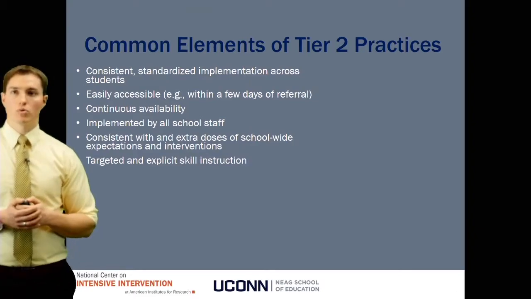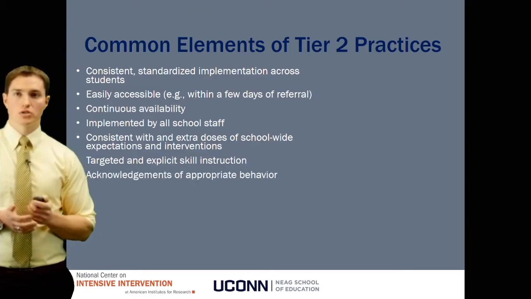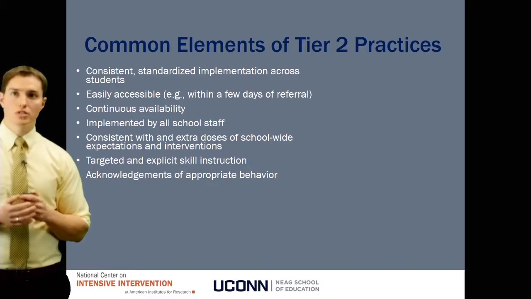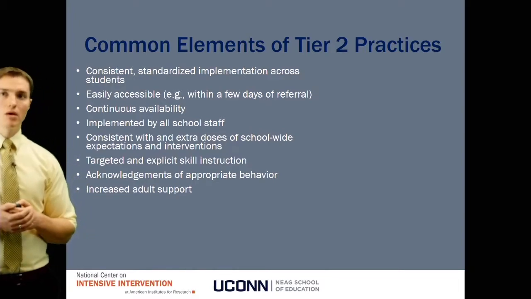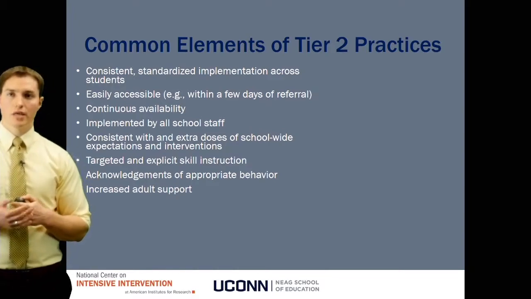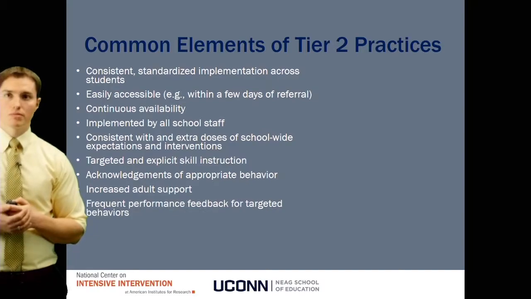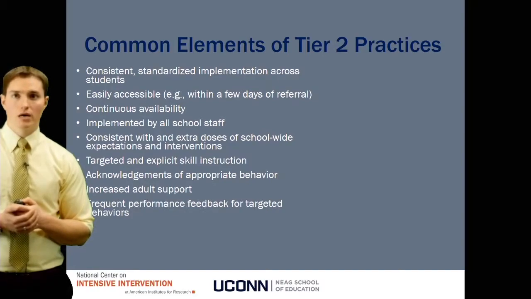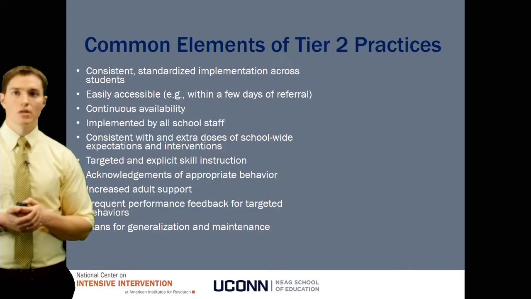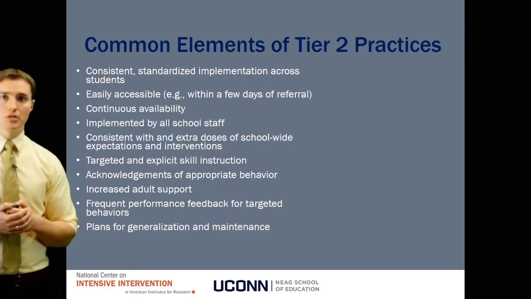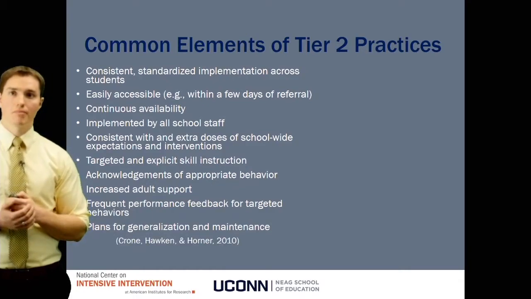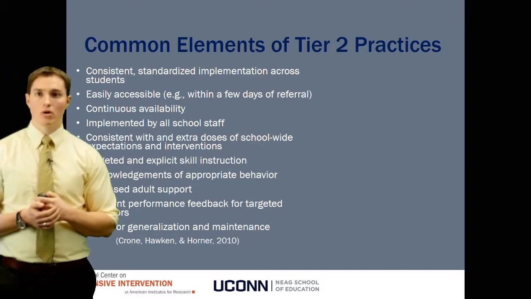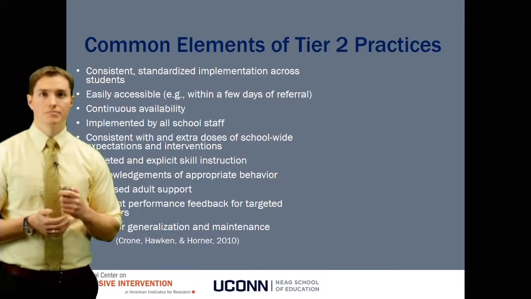Next, at the Tier 2 level, we're looking to target and provide explicit skills instruction for our learners. And we're looking to scale up the level of acknowledgments the students receive for exhibiting appropriate behaviors. Also through Tier 2 supports, this goes hand in hand, we're providing increased adult support and providing more frequent performance feedback for targeted behaviors. There are also plans in place for the student to be able to generalize and maintain their developed more appropriate behaviors over time and across contexts of their learning environment, across their school. And all of these can be cited in the Crone, Hawken, and Horner article of 2010.